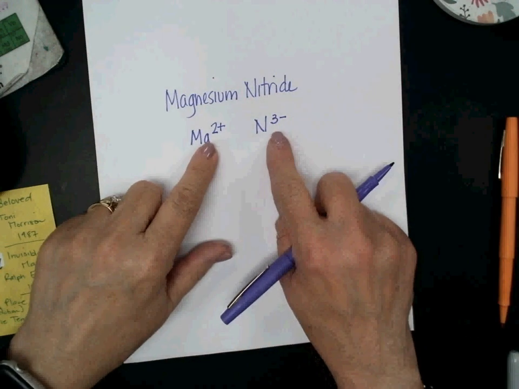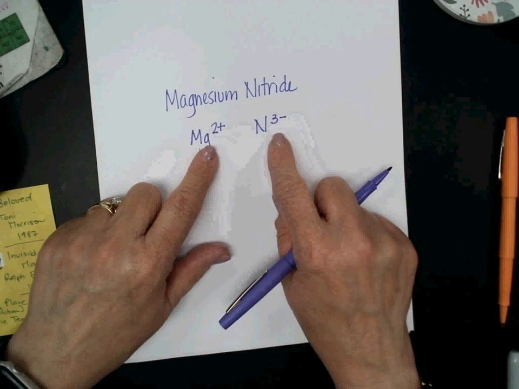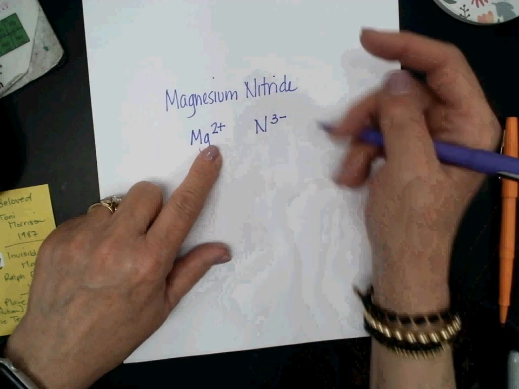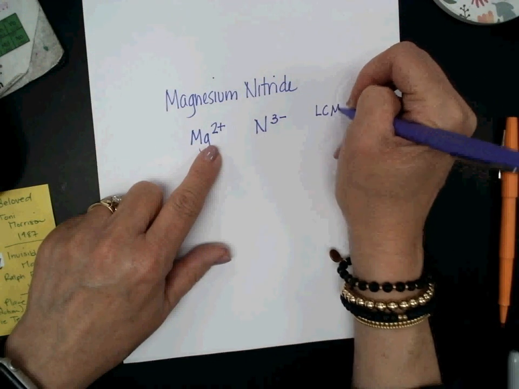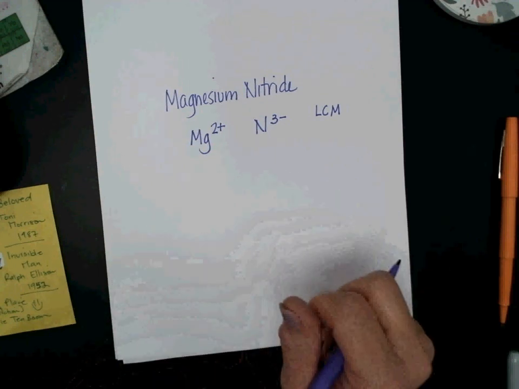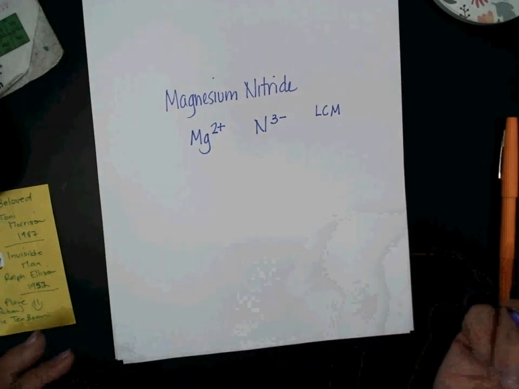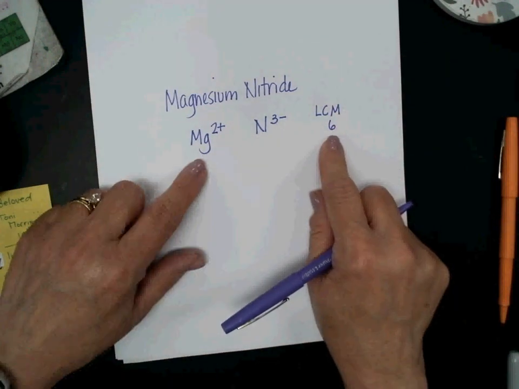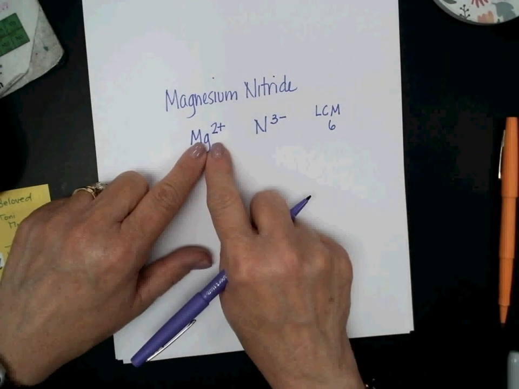Okay. So now let's look at this. Does a 2 plus cancel out a 3 minus? No. When they don't cancel out, the first thing you want to ask yourself is, what is the least common multiple, or the lowest common multiple? If you remember from grade, what are you saying back there, Chris? It's 6. You multiply them together, you get a number. So my lowest common multiple is 6.